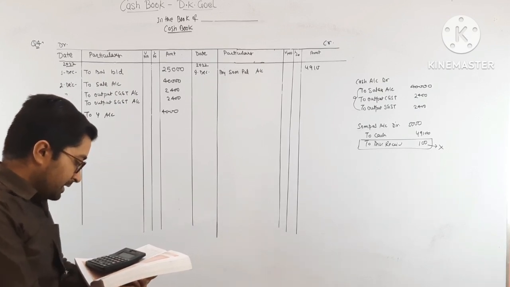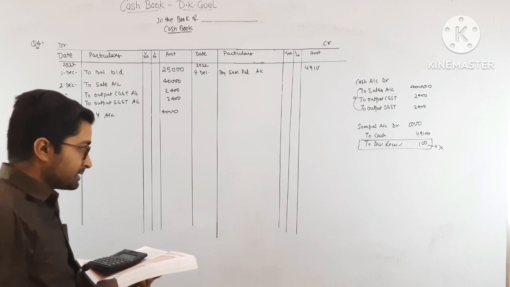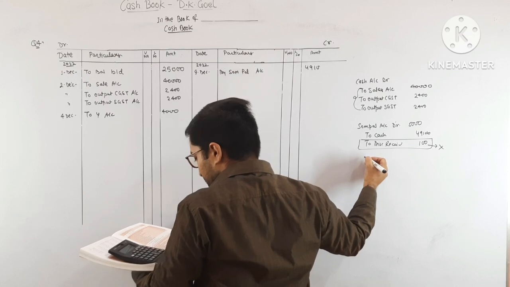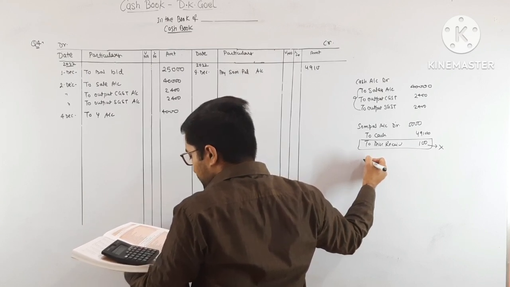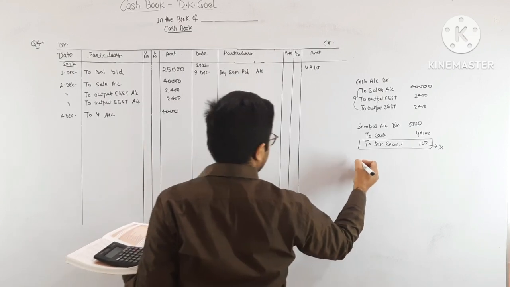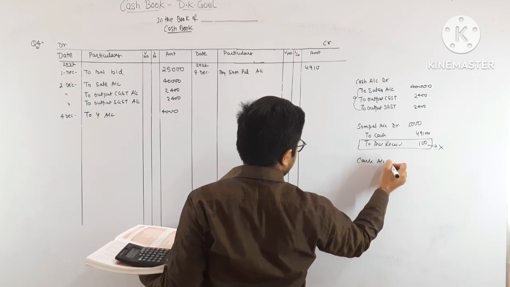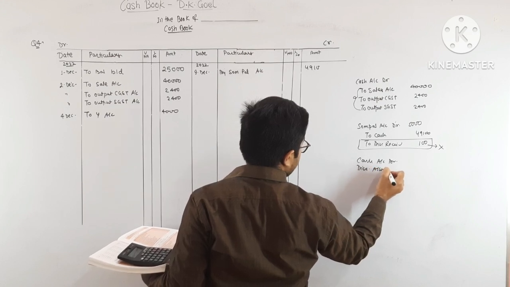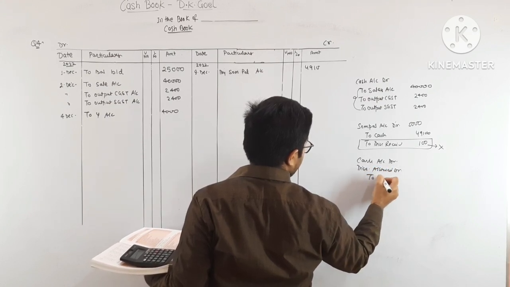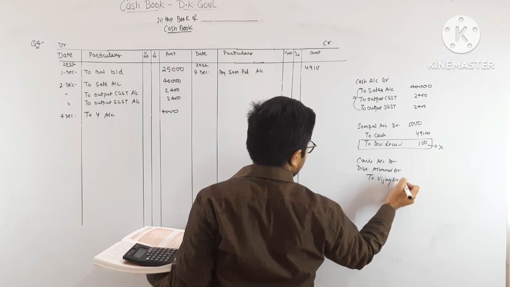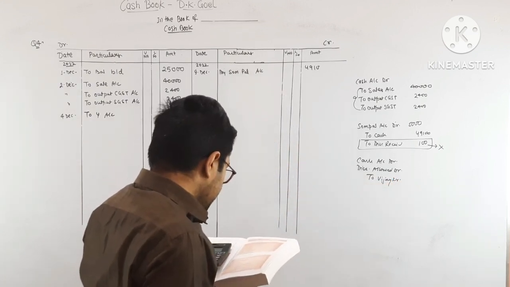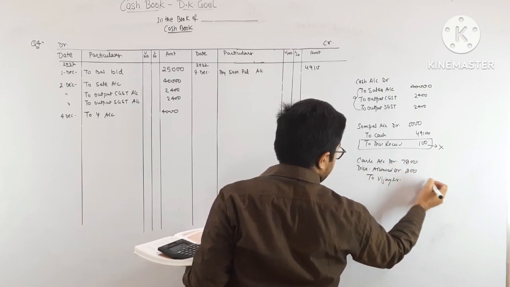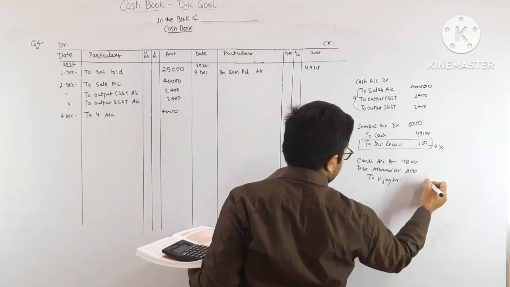Received from Vijay Kumar and discount allowed 200. Again, this entry will be opposite of this. The entry will be what? Received from Vijay Kumar. So the entry will be cash account debit, discount allowed debit, to Vijay Kumar. We received the cash from Vijay 7,800. We give the discount 200. So the Vijay Kumar account is credited by 8,000.